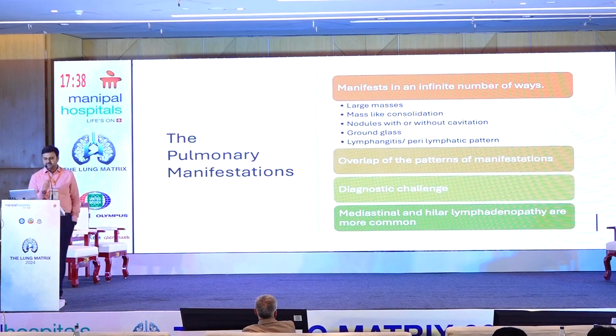Coming to the pulmonary manifestations, we have two different categories, the primary pulmonary lymphomas or secondary pulmonary lymphomas. Multiple ways of pulmonary manifestations can be seen across the spectrum. Most of the time they overlap with underlying pneumonias, underlying tuberculosis, underlying autoimmune disorders. It is a diagnostic challenge. They can present as large masses, consolidations, effusions, ground glassings, or lymphangitic spread. The most common finding is a mediastinal or hilar lymphadenopathy.